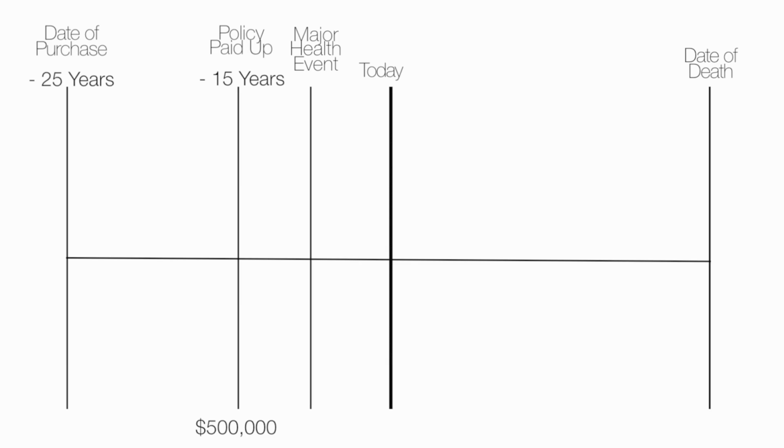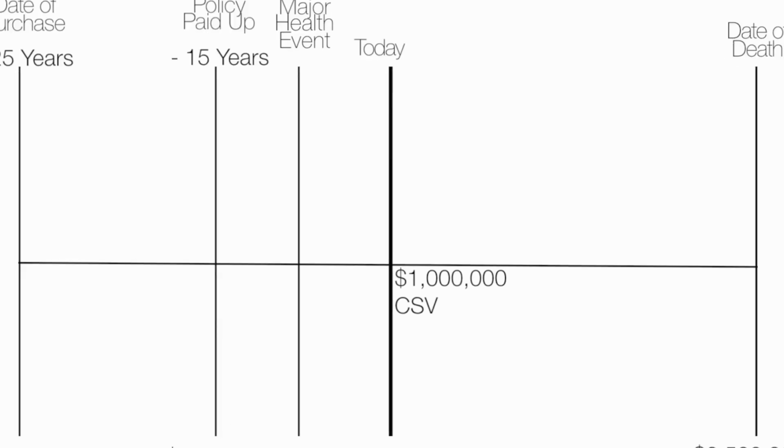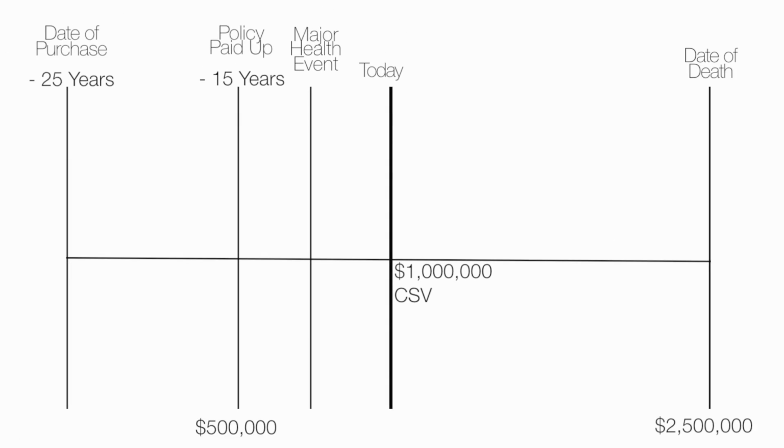You're going to then move on to the center one, which is today's date, and the CSV, or cash surrender value, mine is $1 million. That's what it is today. That's what the policy is worth from a cash point of view. The final number I want to put in is on the very right-hand side, the death side. That's the death benefit, $2.5 million. Those are my numbers. The CSV is the most important number here because it is a prepayment of premiums, and those premiums will cover mortality costs as you get older so that you have a death benefit when you die.